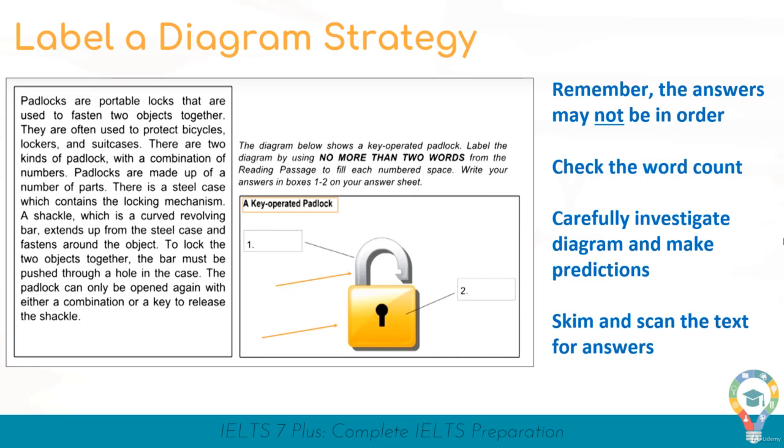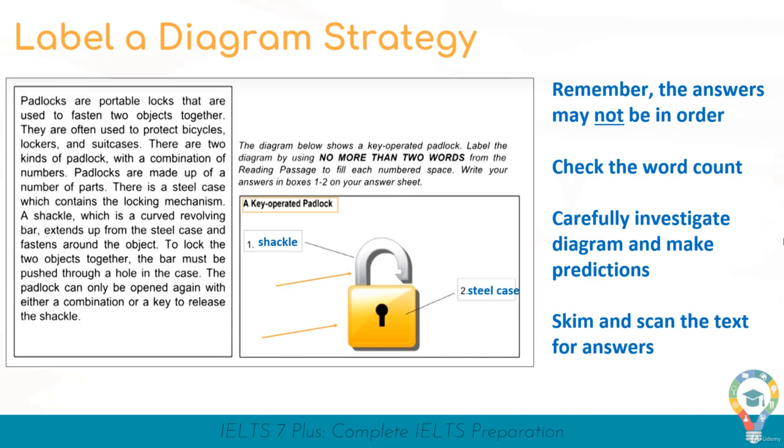Please pause the video again if you need some more time. And here are the answers to question 1 and question 2. Number 1 is a shackle and number 2 is steel case. They're actually answered in the passage in the same sentence. Have a look to the passage now where the answers are located. A shackle, which is a curved revolving bar, extends up from the steel case. So these are words that I predicted may be in the answers, or at least they're synonyms of words that I were predicting would be the answers.